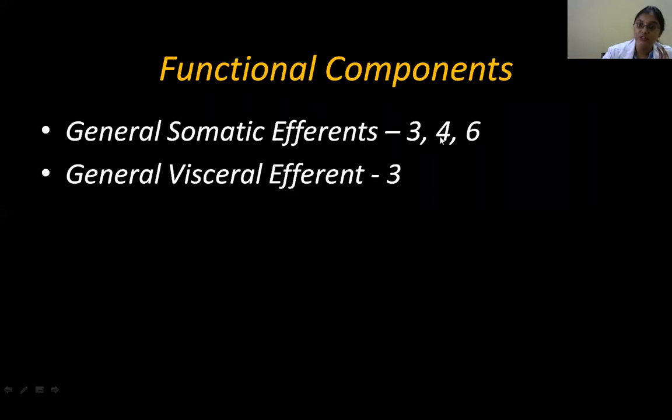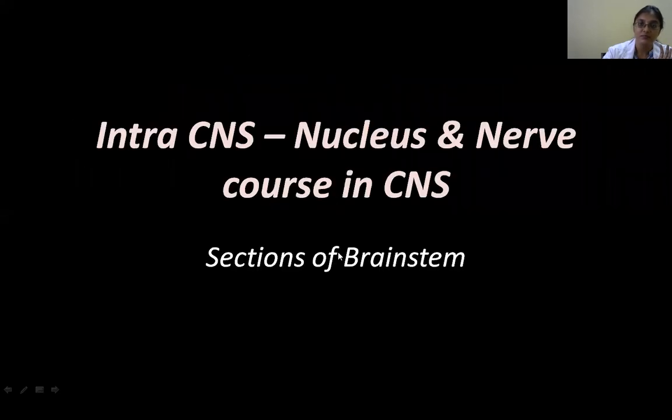If you're writing an essay, usually it will be about the oculomotor nerve, so you should not mention the 4th and 6th here. Functional components: general somatic efferent and general visceral efferent. If it's a trochlear, it is general somatic efferent. Abducens, general somatic efferent. That should be the way you answer.